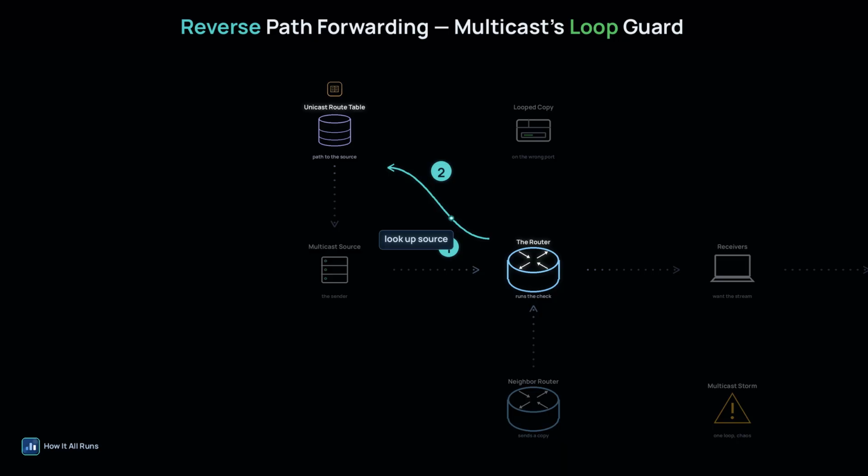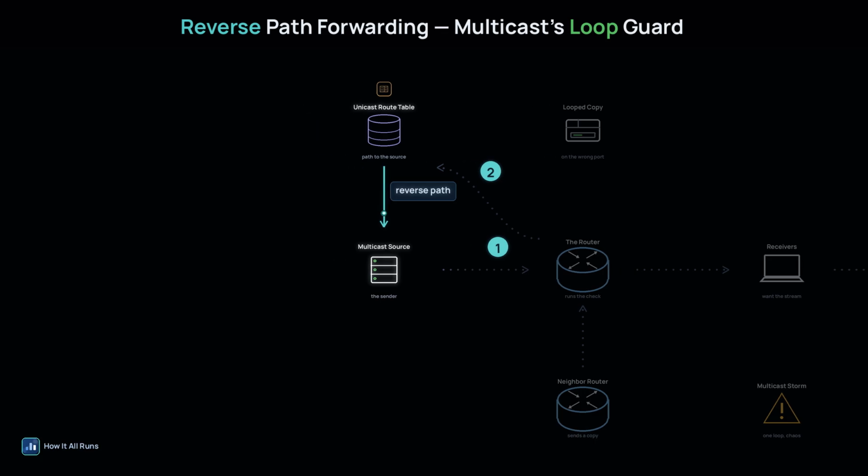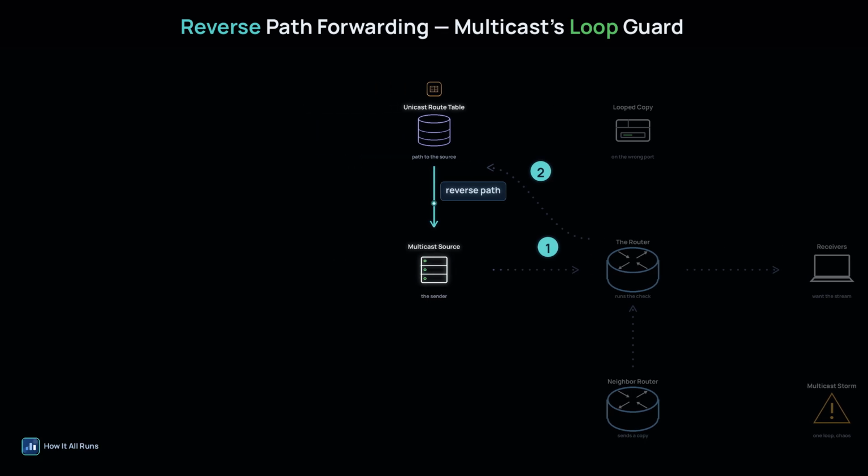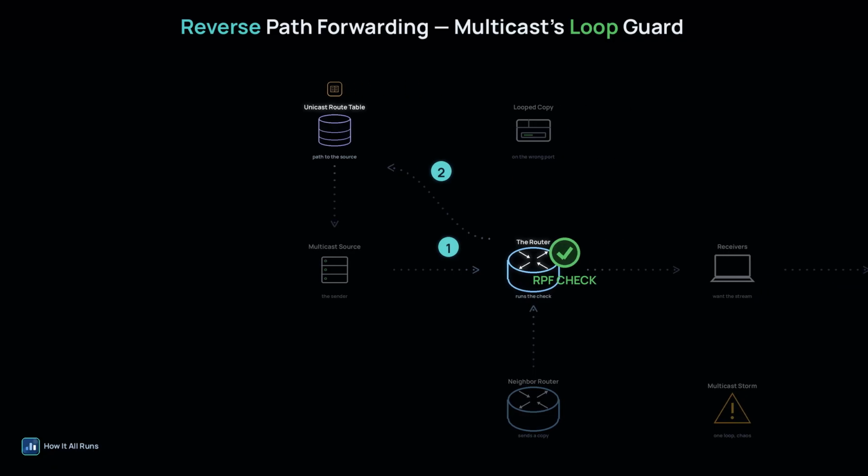It takes the packet's source address and looks it up in its unicast route table, the map of how it would reach that source in reverse. The table answers with one interface, the port the router would use to send traffic toward that source. This is the reverse path, and it becomes the single interface on which incoming copies are allowed to be trusted. Now the actual test. The router compares the interface the packet arrived on against that one reverse path interface the table named. Match or mismatch, that comparison alone decides the packet's entire fate.